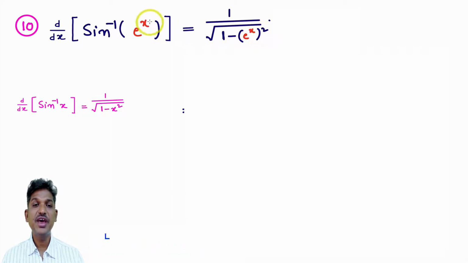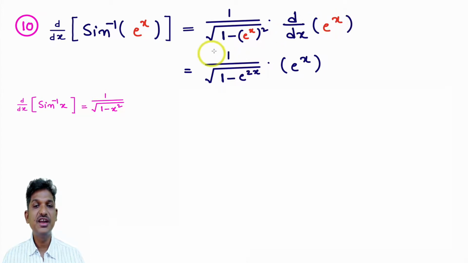But in place of x, whichever one you imagined as x, that expression you need to write. So I have written e power x here. I hope you are understanding. 1 divided by square root of 1 minus e power x whole square. After this step, whichever one you imagined as x, you need to differentiate it. You imagined e power x as x, so you need to differentiate this. Therefore, d by dx of e power x.